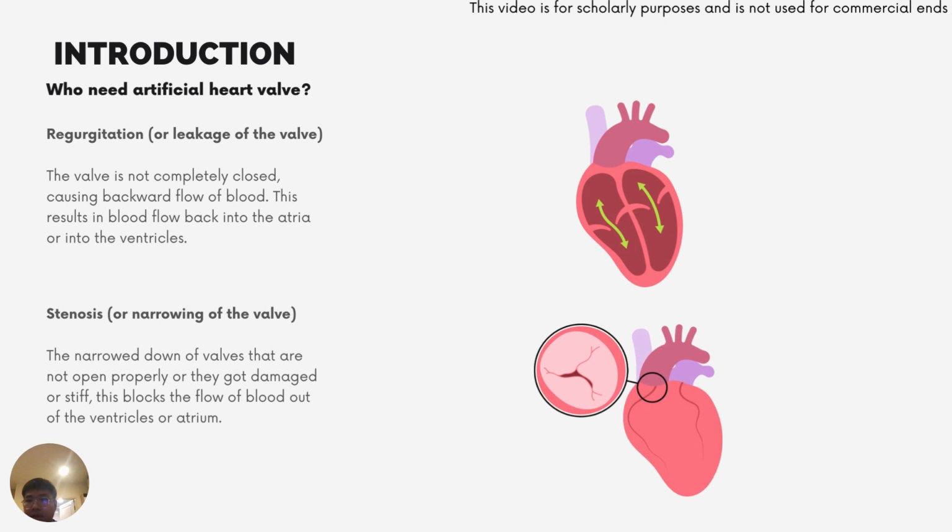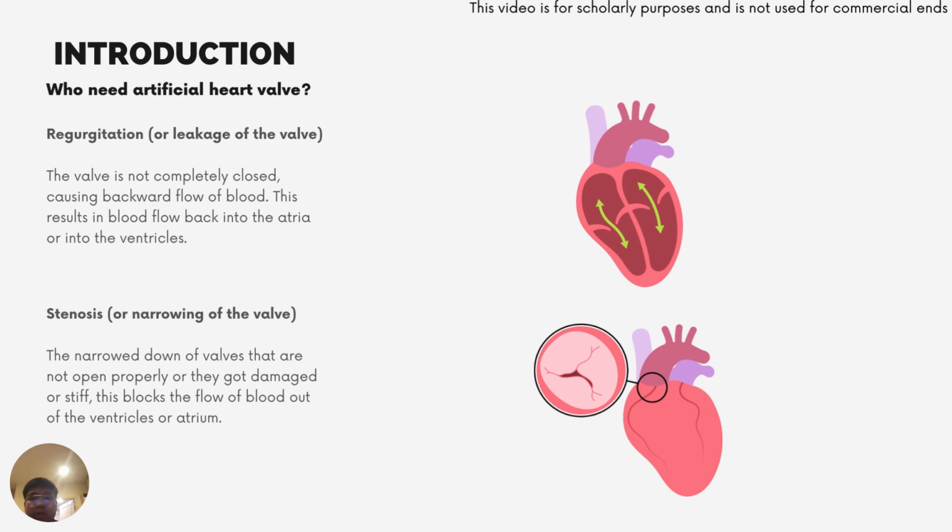Next, let's move to who needs an artificial valve. First, begin with those who have regurgitation or leakage of the valve. The valve does not close completely, causing a backward flow of blood. This results in blood flowing back into the atrium from the ventricle in the case of the mitral or tricuspid valve, or leaking back into the ventricle in the case of the aortic and pulmonary valve.